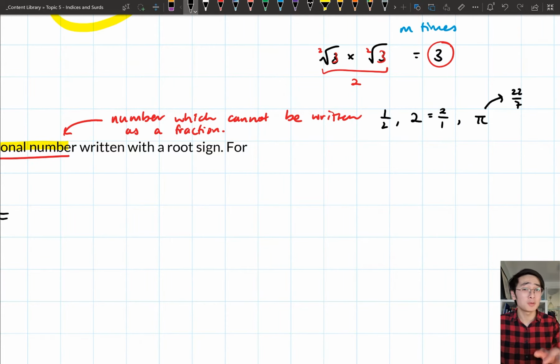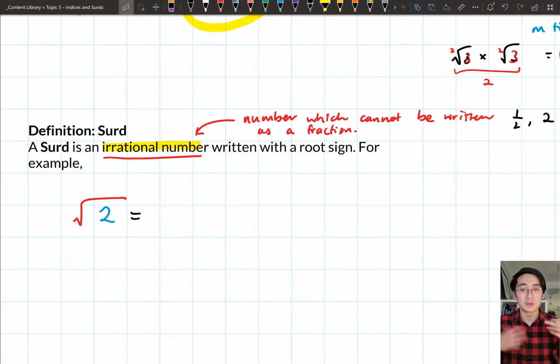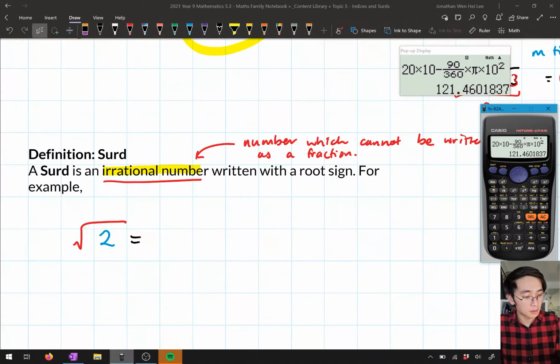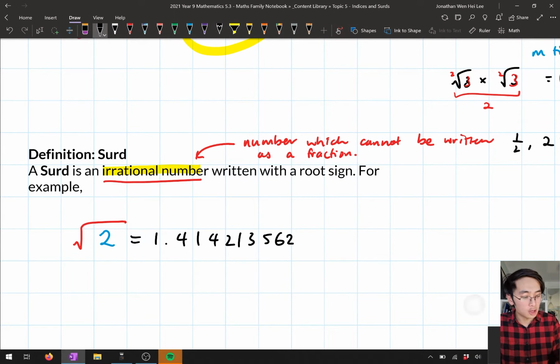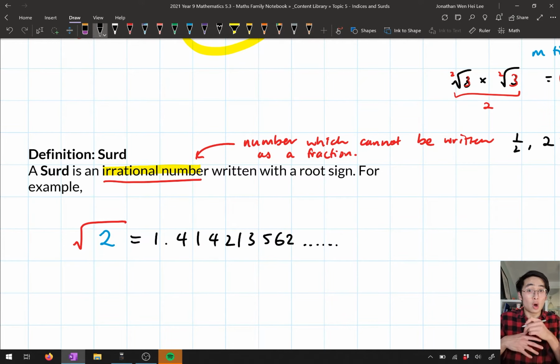What happens with irrational numbers is that when you put this into a calculator, the calculator will calculate a number that keeps going on and on forever and ever. The digits don't actually end. So here, I've got this example, square root 2. If I put in square root 2 in my calculator, I get this number, 1.414213562. And these digits would go on and on and on forever. It doesn't stop.